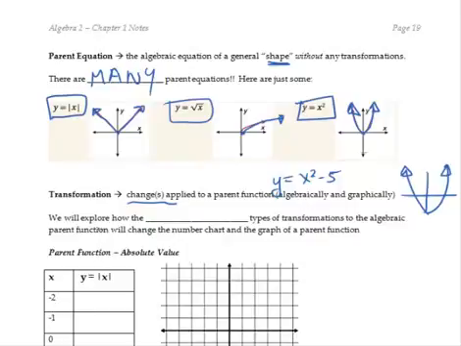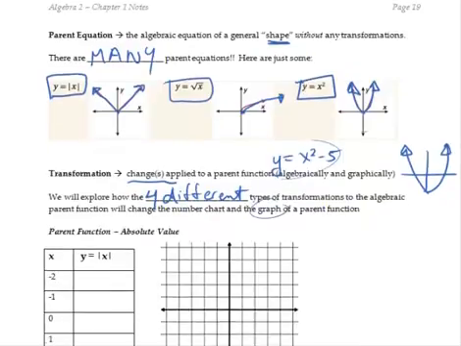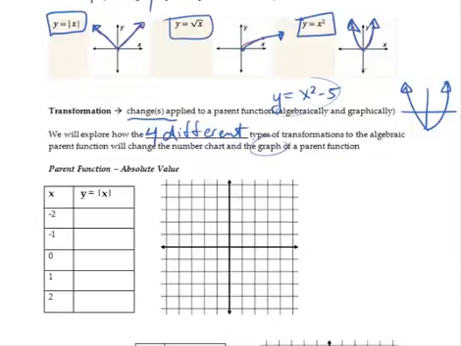Okay? So we're going to explore how the different types of transformations, and there's several different types. We're going to see 4 different types of transformations, how changes in the algebra will affect the graph. And in order to see these changes, we're going to focus on just one special shape. So we're going to focus in on this absolute value shape that you see right here, which is that V shape.